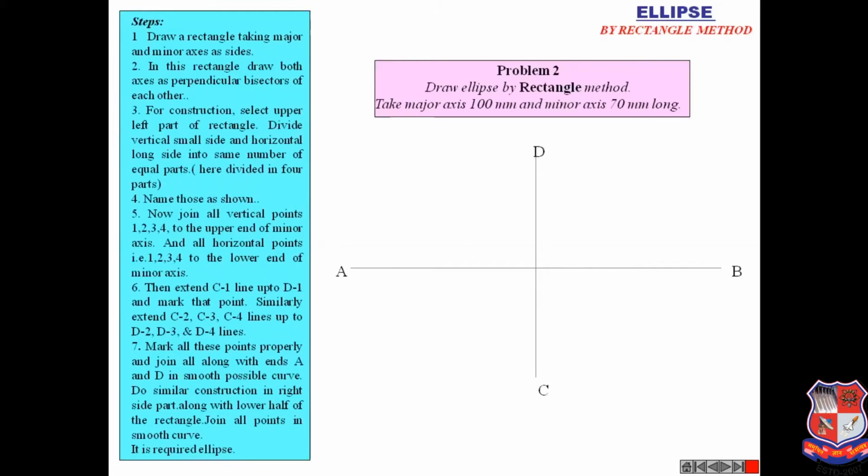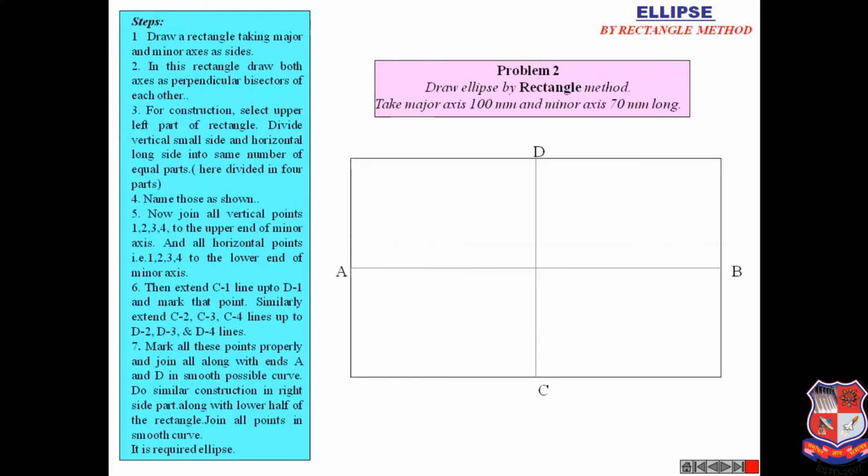Okay, after that you have to draw one rectangle. Why do we have to draw a rectangle? Because the method name itself is that draw the ellipse by the rectangle method. So we have to prepare one rectangle. After that, divide the line into equal parts: 1, 2, 3, 4. Here we have to divide this line into 4 equal parts. In the same way here, again 1, 2, 3, 4. Divide into equal parts.